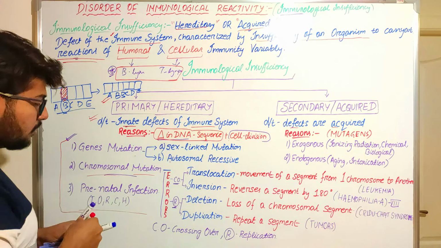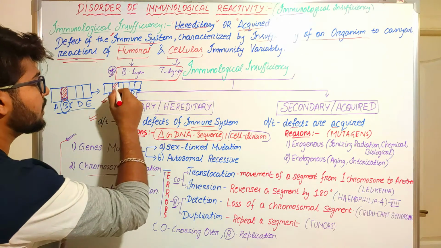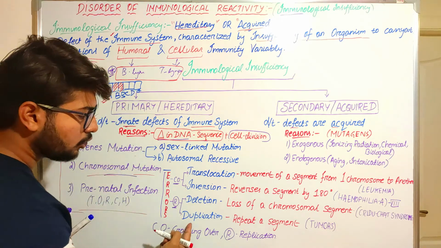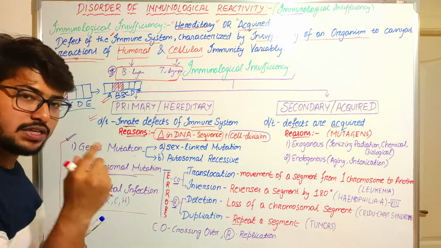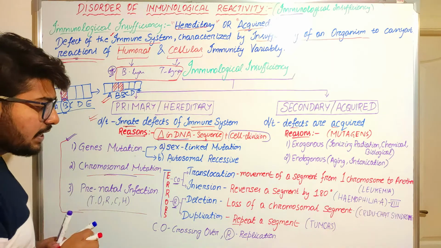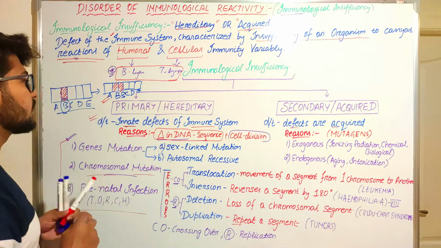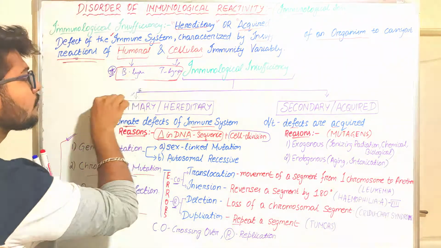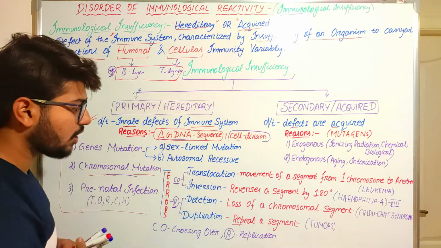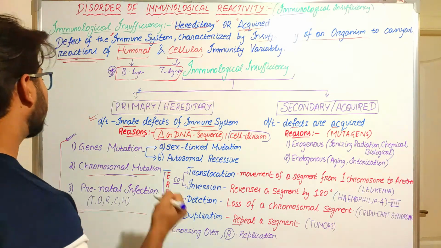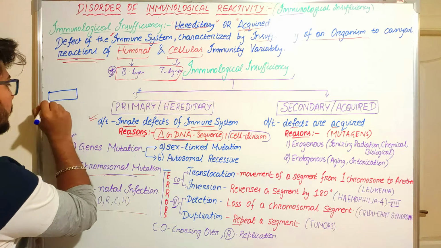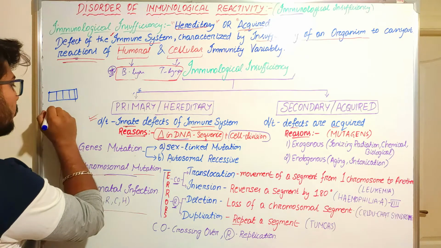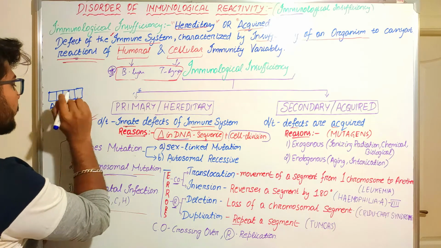This B segment will come twice because duplication means repetition of a segment. And this inversion and translocation, this we read about. Now comes what is translocation and inversion. Let's say this is one more segment.